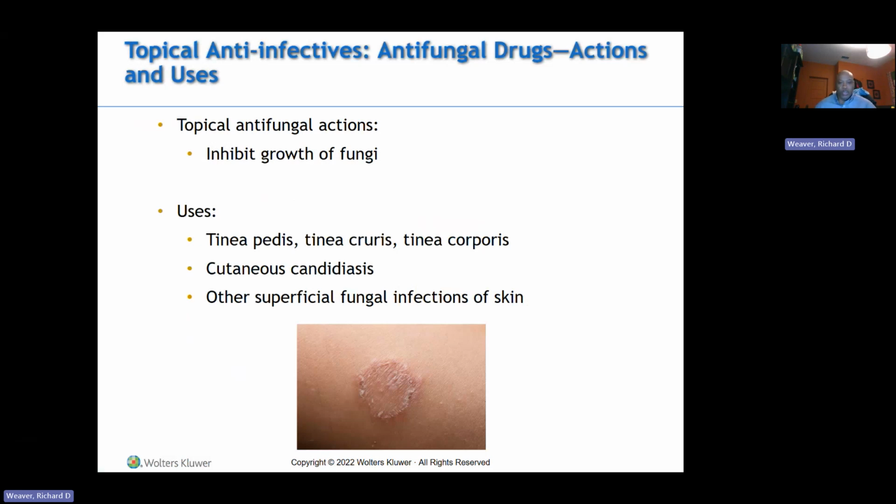Now, some of the antifungal drugs, what are they used for? We use them to treat athlete's foot, jock itch, as well as ringworm. We also use them to treat cutaneous candidiasis. Candidiasis, remember, is a fungal infection as well, and also other superficial fungal infections of the skin. And so that's the key. It's more superficial as opposed to going deeply into the layers of the skin.